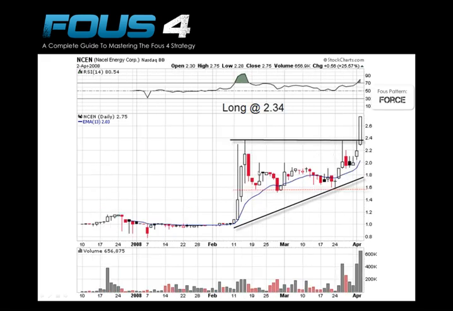Next up, this is just a beautiful looking force pattern. As you can see here, we got this huge phase 1 run up with a nice phase 2 consolidation. I actually went long on this stock at 234 on this day when it was looking like it was breaking out, and then it kind of formed this upper shadow candle. So it was kind of nerve-wracking holding through this.